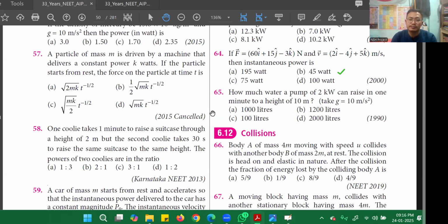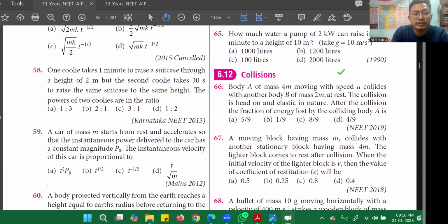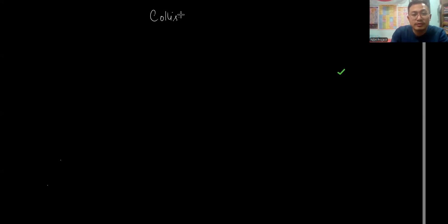We don't have much time. Sir. Okay, fine. I do the collision. Collision. Collision. Sir. Anyway, yeah.